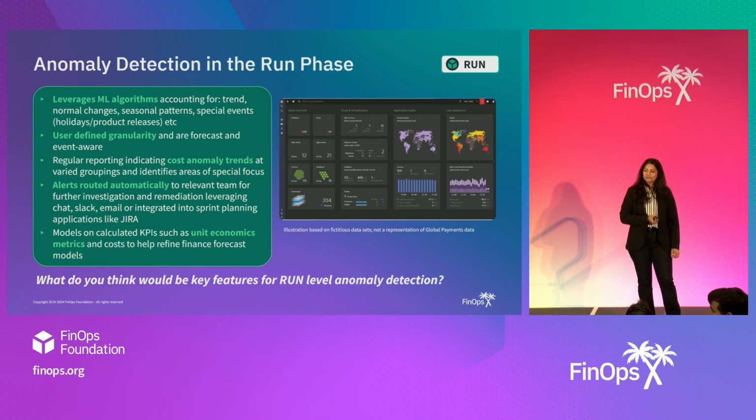Okay, yeah. I think what is really in the run phase for anomaly detection would be if you can predict the anomaly before it's actually occurring, so you don't have that financial impact, because if you're looking at the past, you will always be too little, too late. So I think that would be the perfect tool for me.